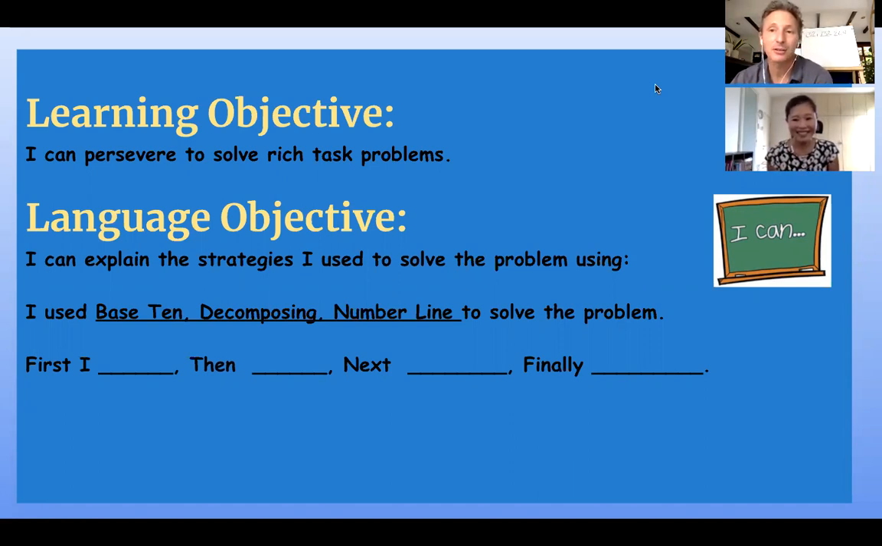And today we are going to solve a rich task math problem. You've come to the end of your unit 4, adding and subtracting numbers to within 1,000. So now we're going to give you a real challenge, a rich task problem, for you to persevere and not give up and really challenge your thinking. We have a language objective: I can explain the strategies I use to solve the problem using your base 10, decomposing, and your number line. You can use first, then, next, and finally to answer your questions.